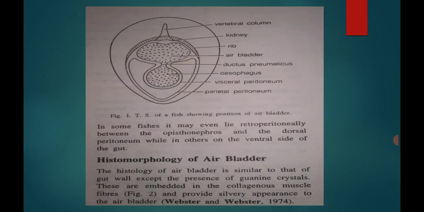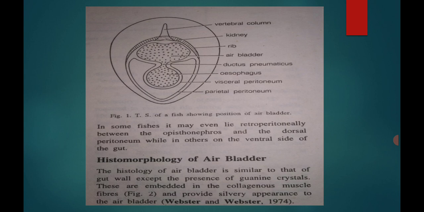Now this is the diagram, or the TS, of the fish showing the position of the air bladder. Here is the vertebral column in the topmost portion. Below it, the kidney is present, then the ribs, and the air bladder, which is a rounded structure, then the ductus pneumaticus, the esophagus, the visceral peritoneum, and the parietal peritoneum.